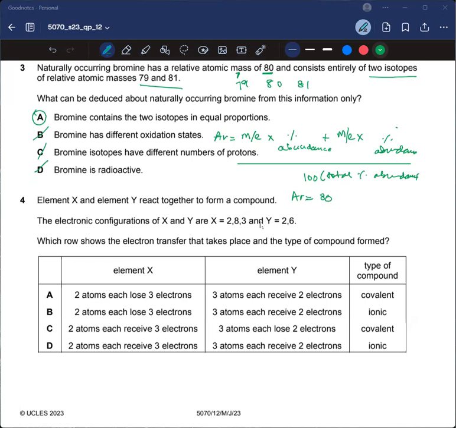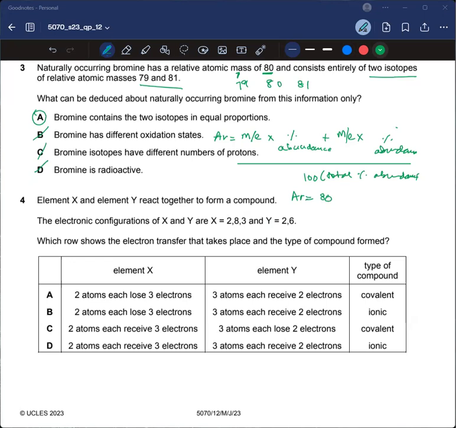So today we'll be doing question number 4 till question number 9 of 5070 paper 1 variant 2 May June 2023. So let's begin.